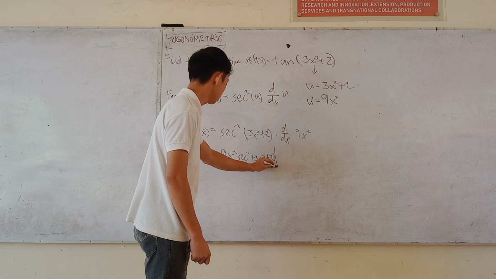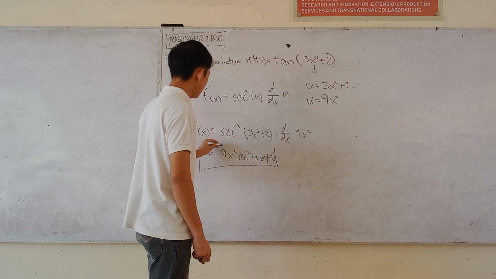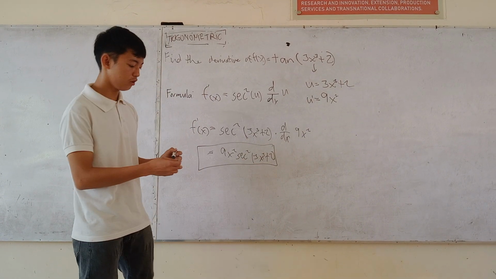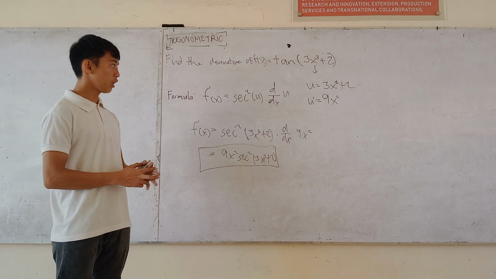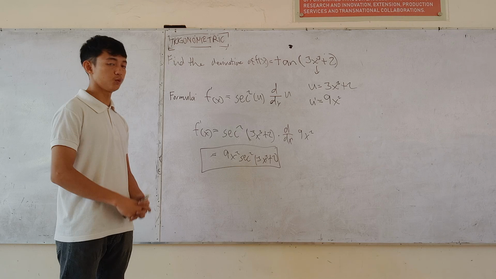So this is the answer for the derivative of tan of 3x cubed plus 2.